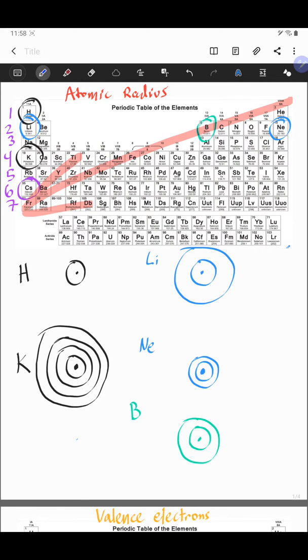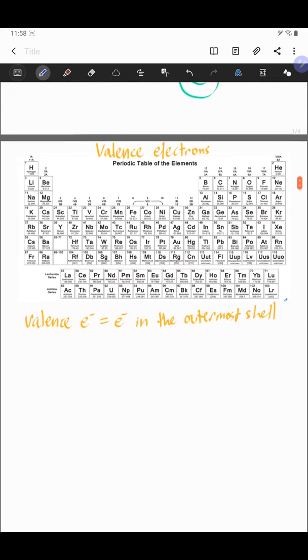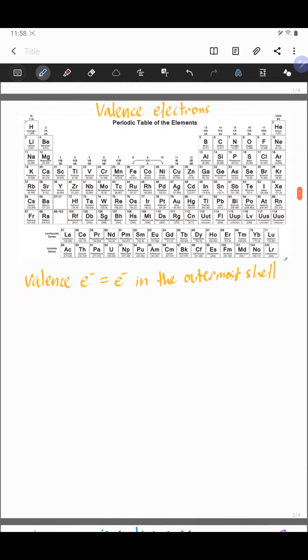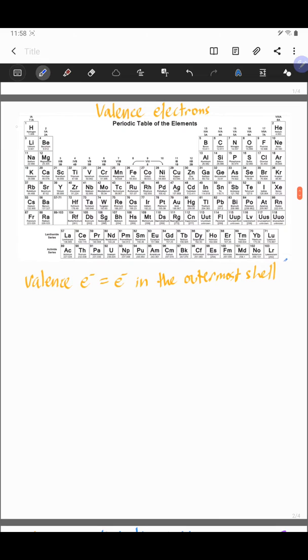But what happens when we move from left to right on the periodic table? So we already said that as we go down, the number of energy levels increases. But what happens when we move from left to right? And that's what we're going to be talking about in this video.